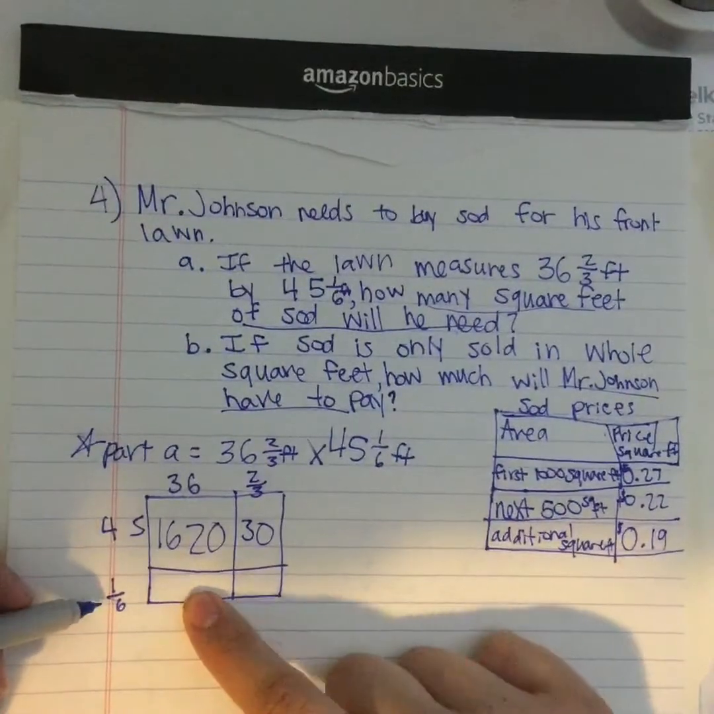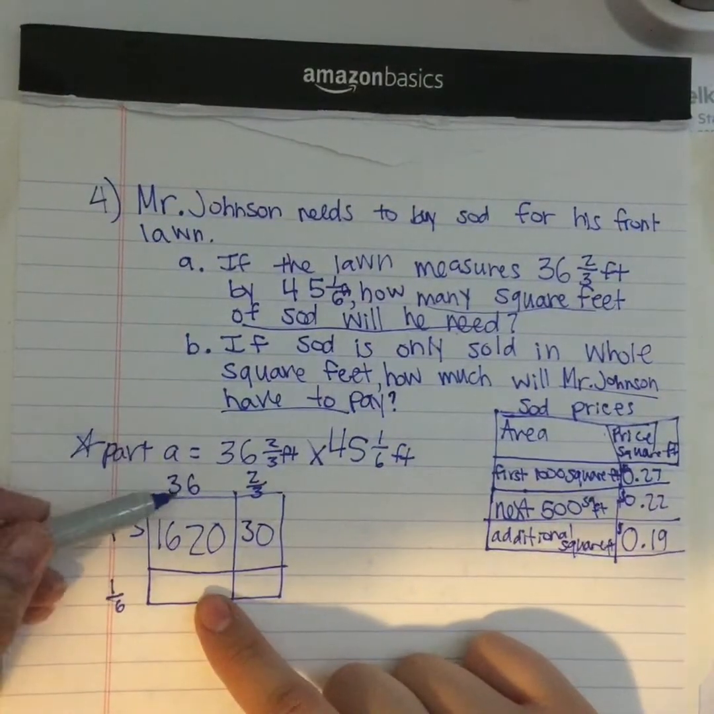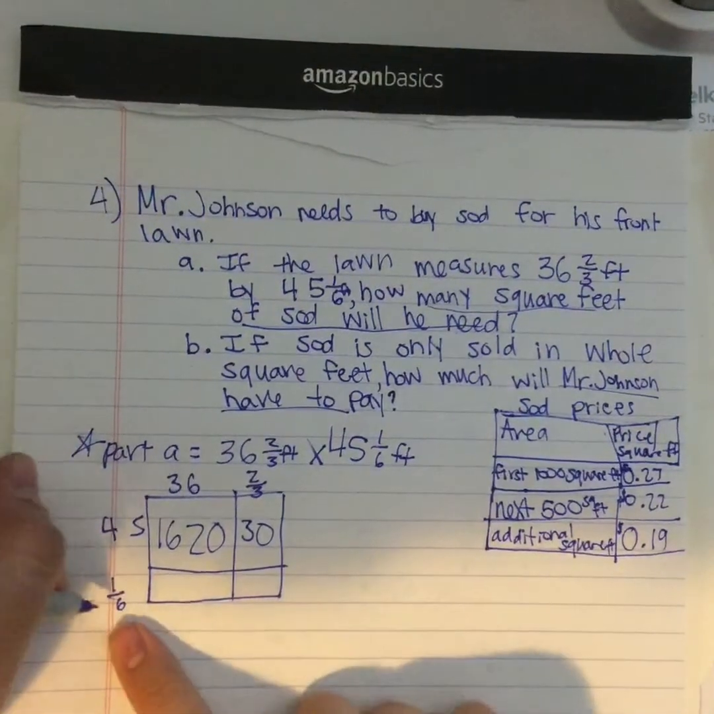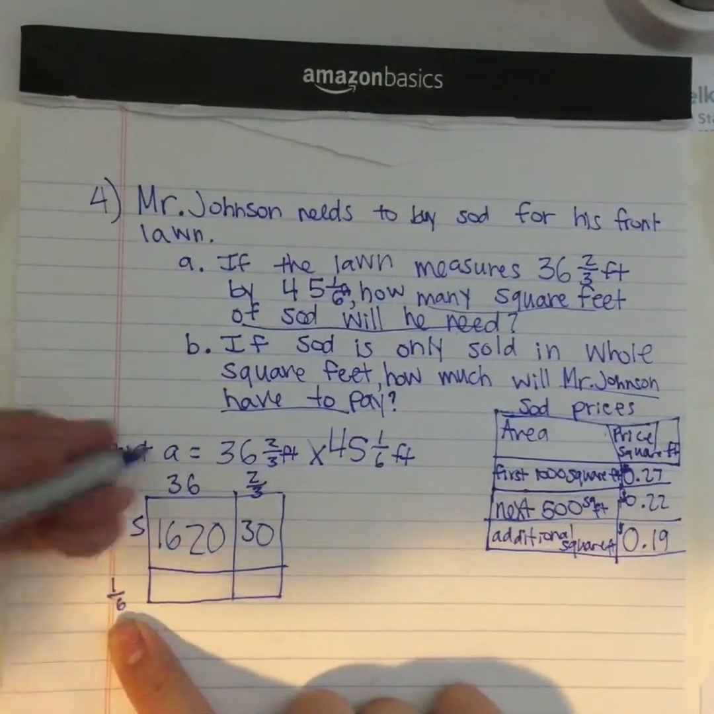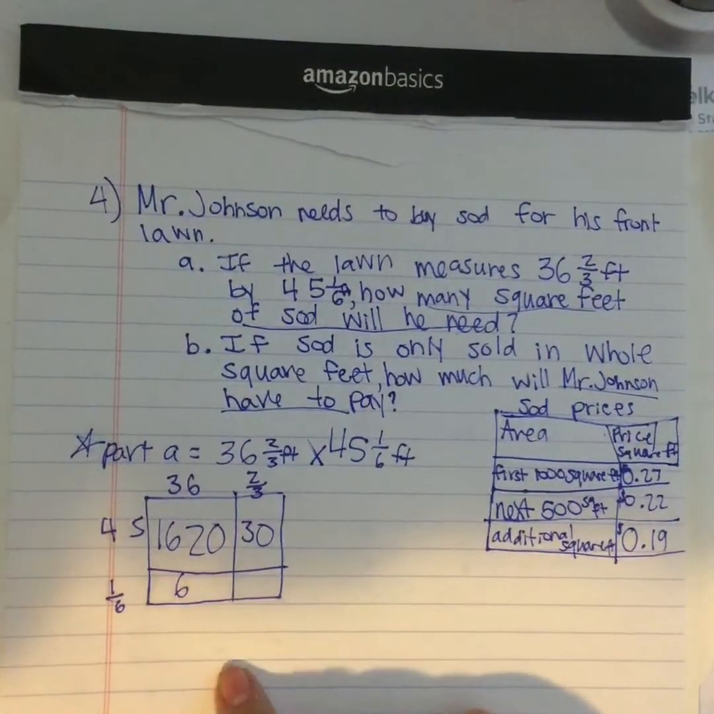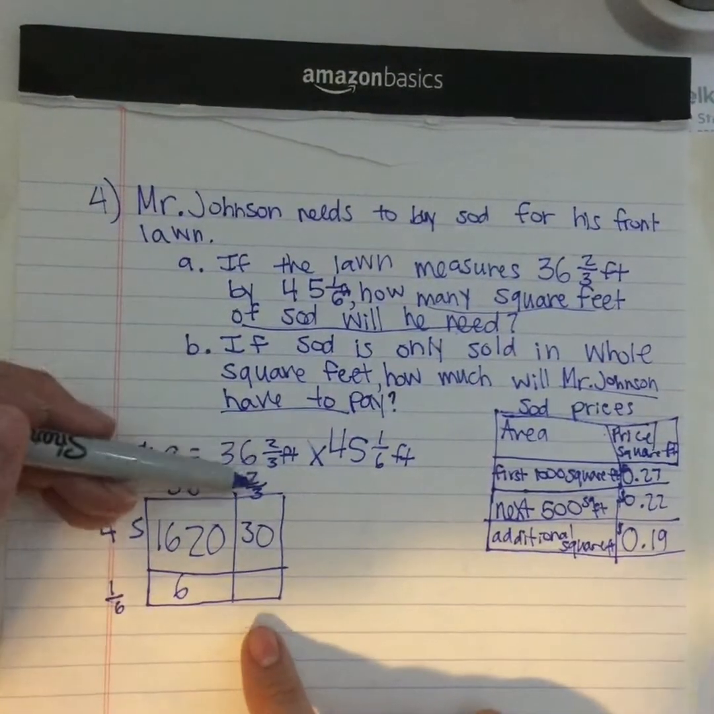36 times 1/6, I know 36 can be broken down into groups of 6, and each group of 6 will have 6 in it, so 1/6 of 36 is 6.